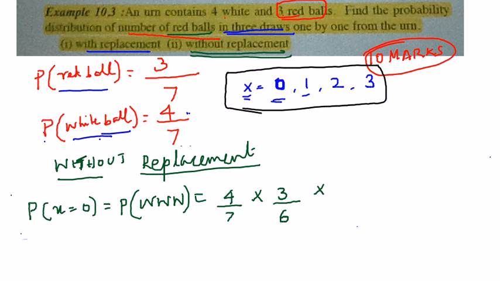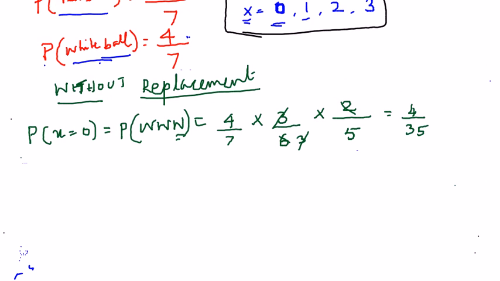Next time also I'm taking the second ball and not putting it back, therefore the number of balls inside becomes 5, and since the third one is also a white ball and I've already taken out 2 white balls, there are only 2 more white balls left in the urn. So when you multiply, you can cancel this and this would get cancelled, and you get 4 by 35. Okay, now let's do the next one.